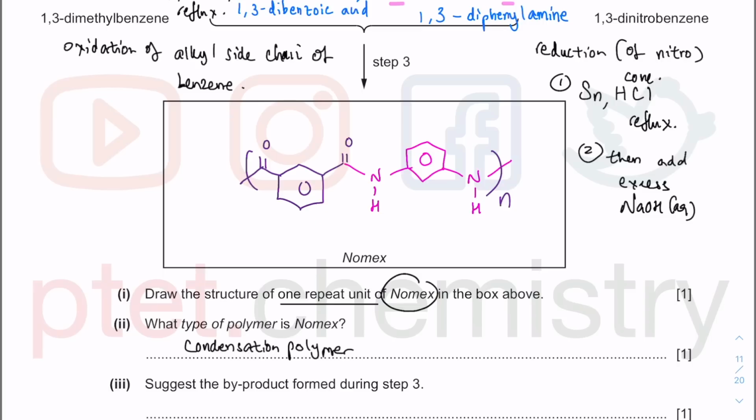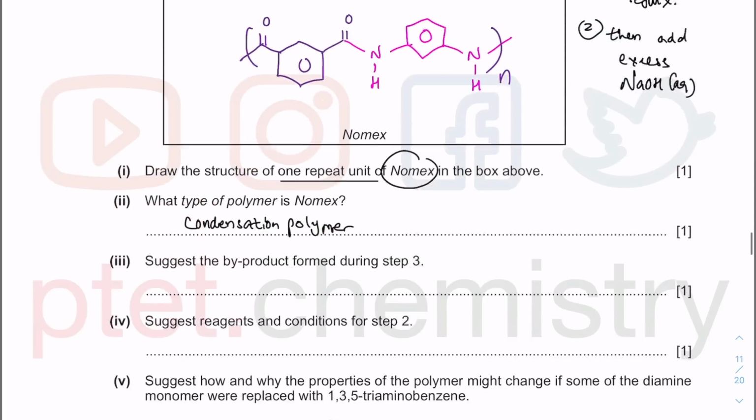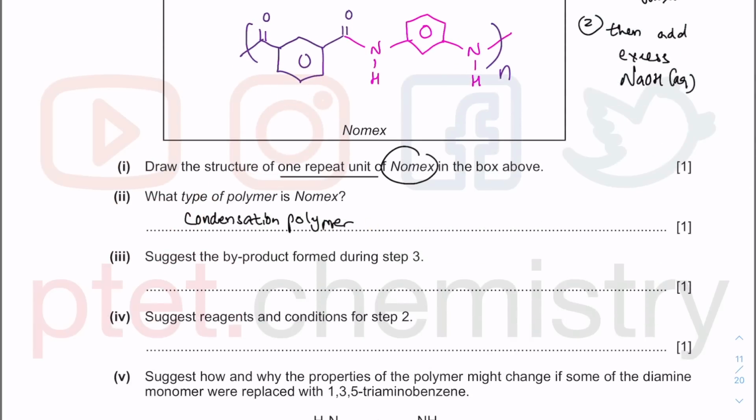So there are two monomers, 1 and 2, and these two monomers now give you this repeat unit, which consists of one fragment of this monomer and the other fragment of that monomer. You get an amide bond formed as a result of a condensation reaction. This is a condensation polymer.